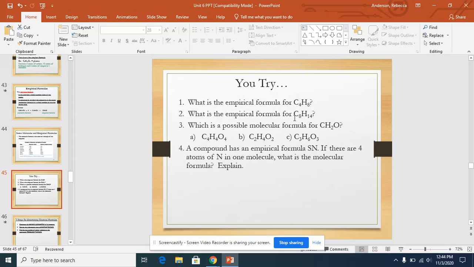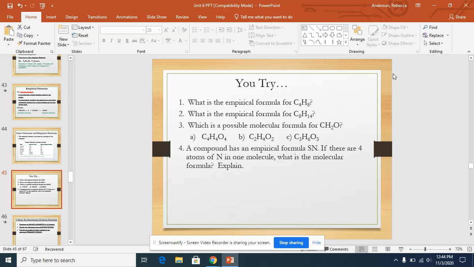What is the empirical formula for C8H14? So 8 does not go into 14. So let's try 4. Does 4 go into both 8 and 14? No, because 14 divided by 4 is 3.5. So that's not a whole number. So let's do 2. So 8 divided by 2 is 4, so it'll be C4H7 because 14 divided by 2 is 7. It can't get any more simplified than that, so it would just be C4H7.